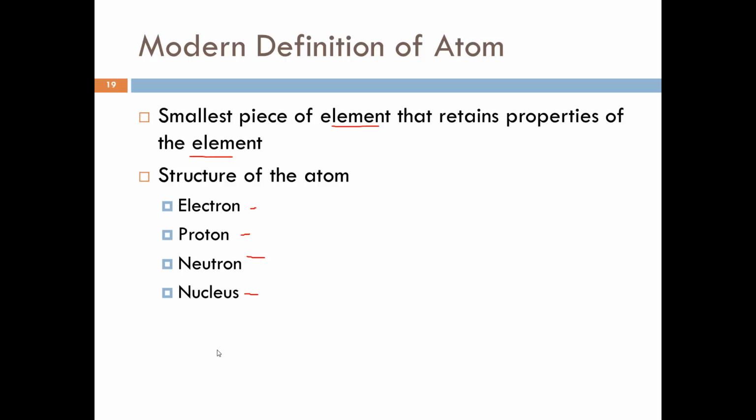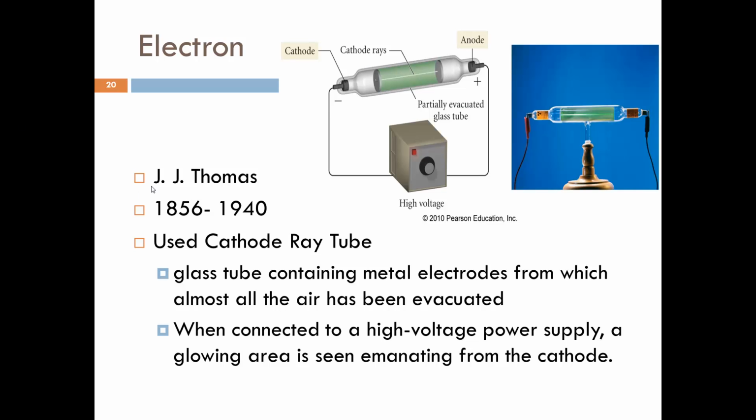J.J. Thomson, from 1856 to 1940, used a cathode ray tube to discover the electron. It's almost like a neon light. It's a glass tube containing a metal electrode from which almost all the air has been evacuated, so it's a vacuum here. When it's connected to a really high voltage, a glowing area is seen in the tube itself. So like I said, it's like a neon light.